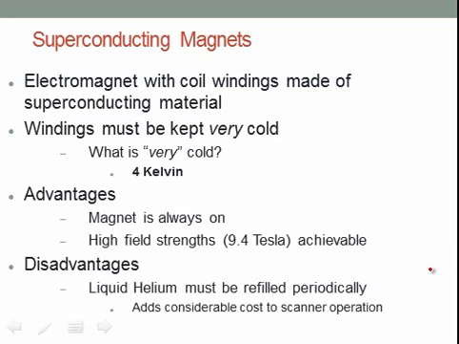Some disadvantages, of course, are that you need to continuously bathe the coils that make up the superconducting magnet in liquid helium. For magnets that don't recycle the liquid helium, because the liquid helium will eventually boil off, they have to be refilled periodically, and that's an expensive situation. Some scanners have what is called a cold head that recycles the boiled off liquid helium, and I'll show you what that is in a couple slides here.